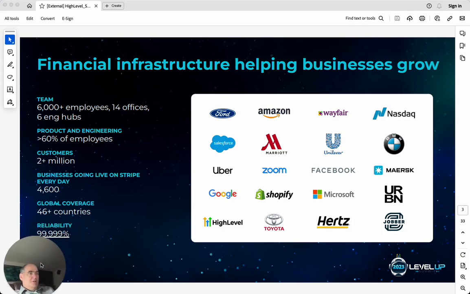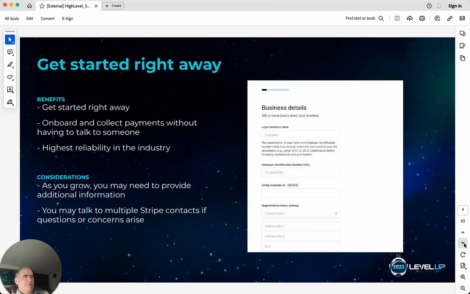I thought this was interesting here. Lots of countries, 46 countries, they have 2 million plus customers and 4,600 joining a day. It's maybe not on here how much they've processed, but this is called five nines right here. That's a pretty good uptime.